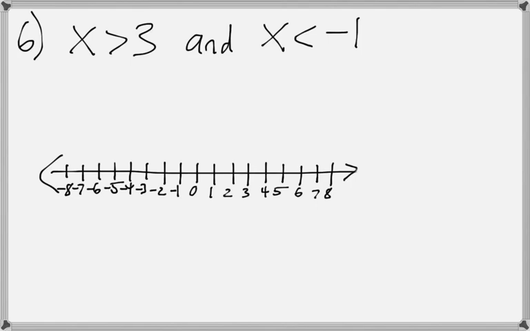And then lastly, number 6, we have x is greater than 3, and x is less than negative 1. So greater than 3 is going to be an open dot at 3 and shading to the right. Less than negative 1 is going to be an open dot at negative 1 and shading to the left. Now, if we look at this, over here, only one of them is shaded. Over here, only one of them is shaded. And if we look here, none of them are shaded.